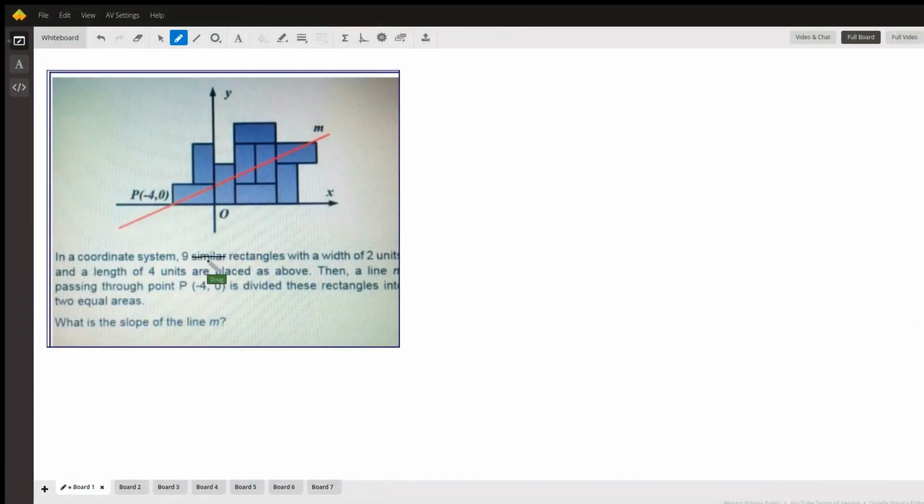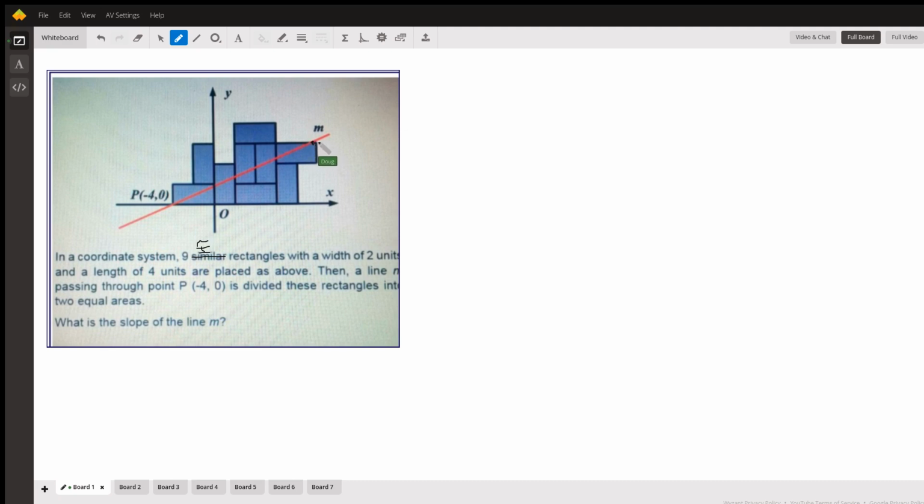This word here really could say congruent triangles. So I'll use the congruent symbol. They are all 4 by 2, arranged like you see, and we have a line through -4, 0 that we're supposed to find the slope of, that line that will divide the area covered by those rectangles in exact half.